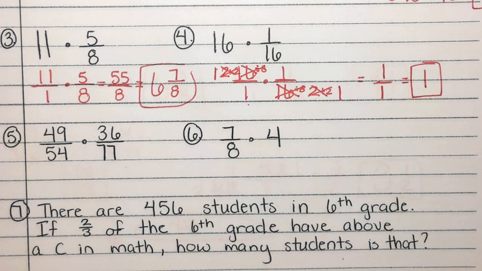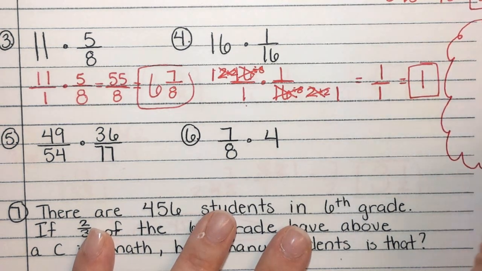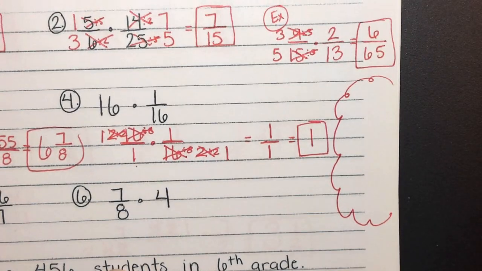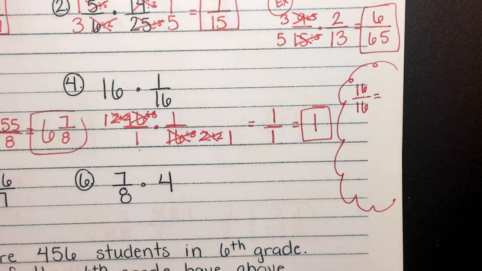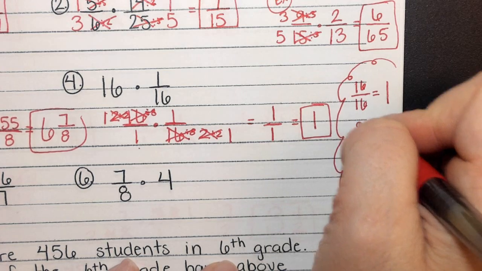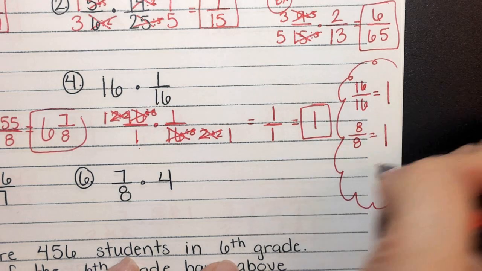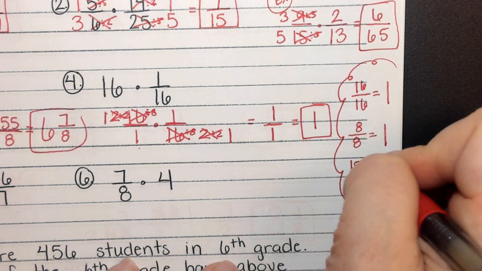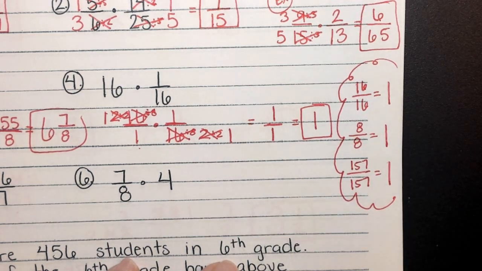If I had worked out this problem without simplifying, I would have gotten 16 over 16. So I'm going to do a little thought bubble here. If I have 16 over 16, what is 16 divided by 16? 1. What if I had 8 over 8? What is 8 divided by 8? 1. What if I had 157 over 157? 1. Do y'all see how anything over itself is 1?